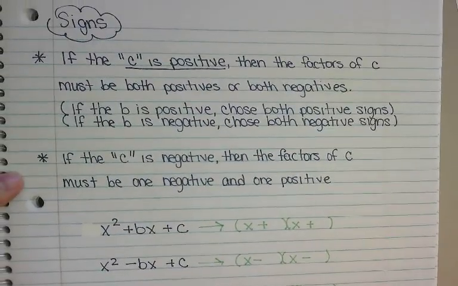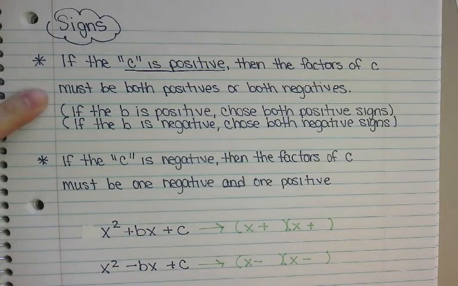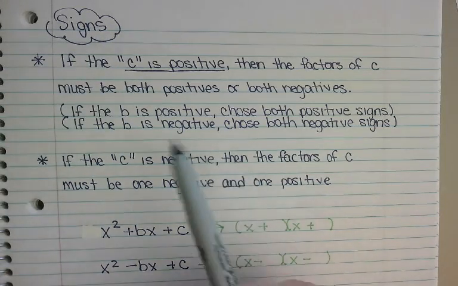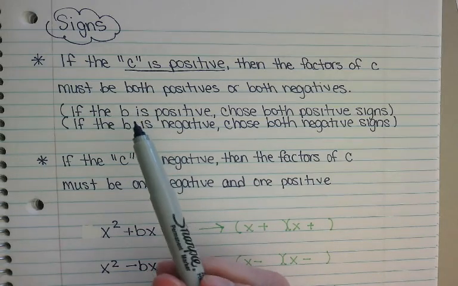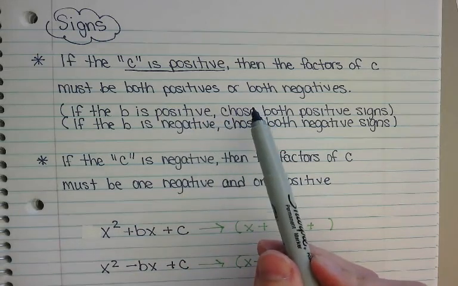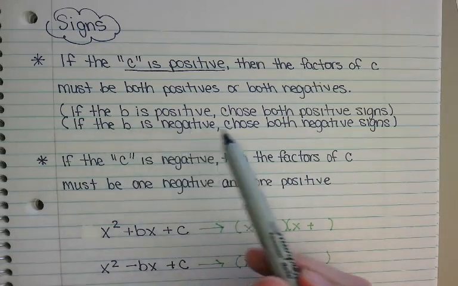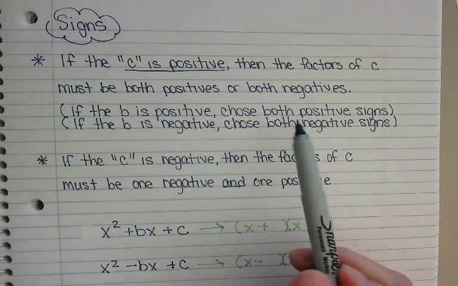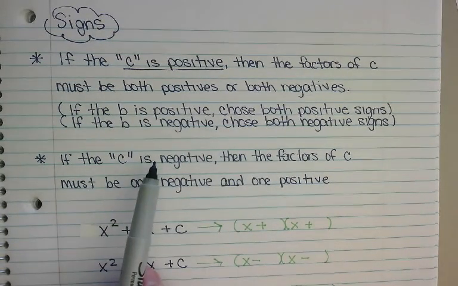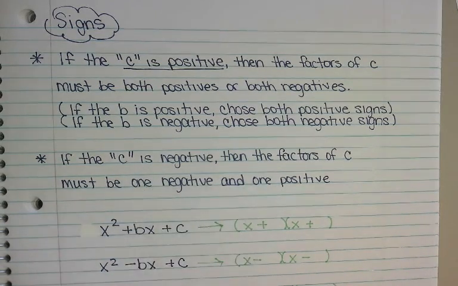So when we're looking at signs, if the C is positive, then the factors of C must either both be positives or both negatives. And you're going to have to pay attention to the B to help you choose. If the B is a positive number, then you're going to choose the two positive signs. If the B is a negative number, you're going to choose both negative signs. And this is only if the C is positive. If the C is negative, so if I have two numbers that multiply to be a negative, then I have to have one of each sign.